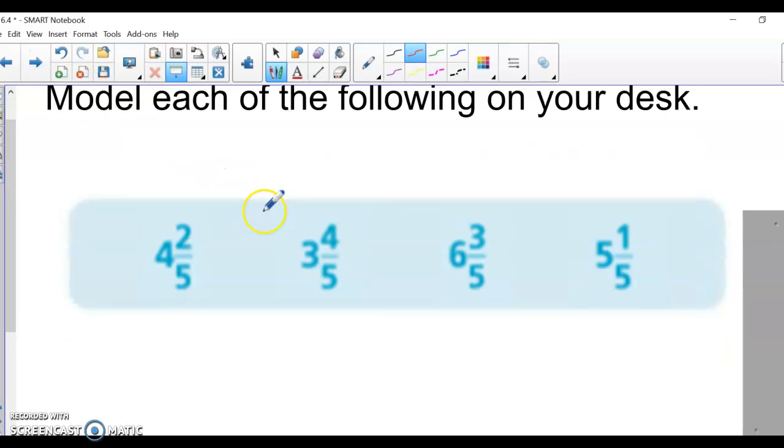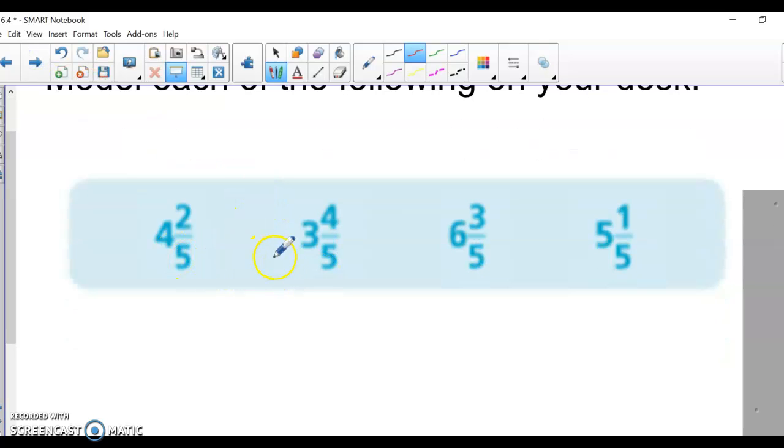Okay, so I want to look at these on your desk. Let's still deal with fifths. I want you to try and build 4 and 2 fifths right now in your iTools. So 4 whole and 2 fifths. Go ahead and pause and do that now.